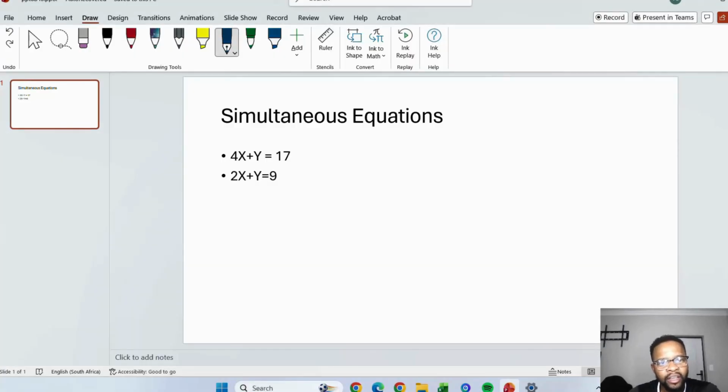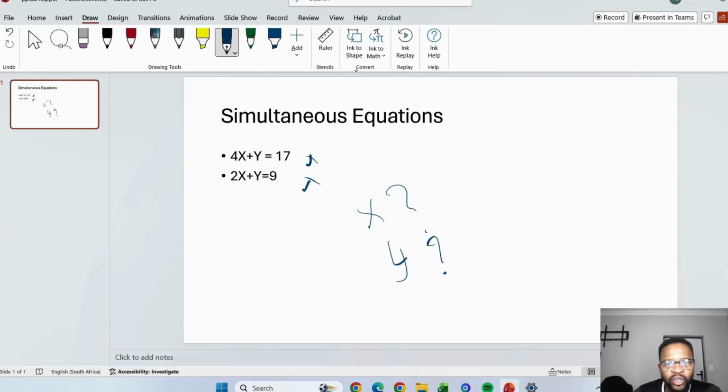Good day. Today we're going to look at maths, simultaneous equations specifically. When it comes to simultaneous equations, we have to calculate the value of x and the value of y on these two equations that we're given here.